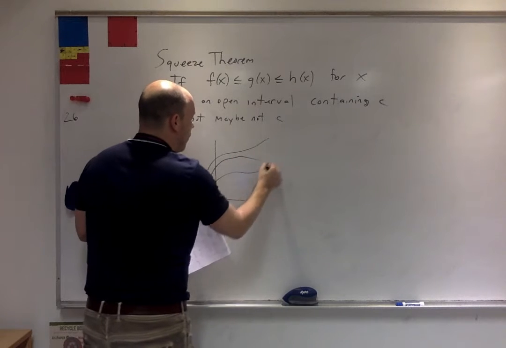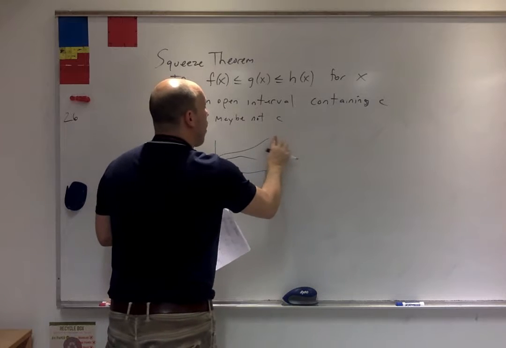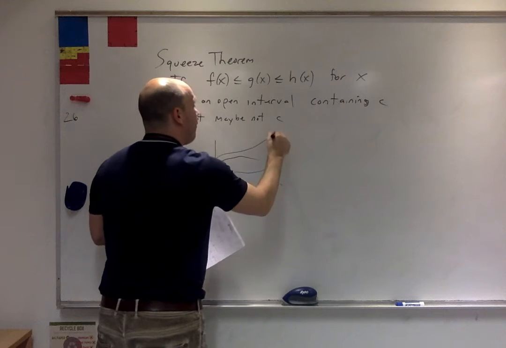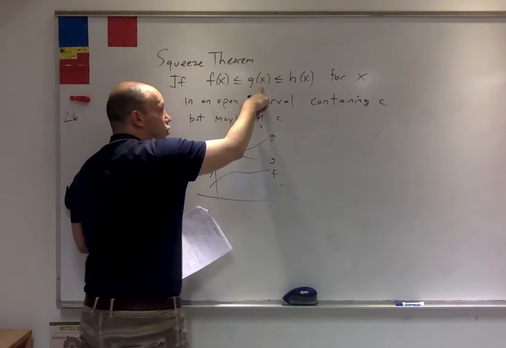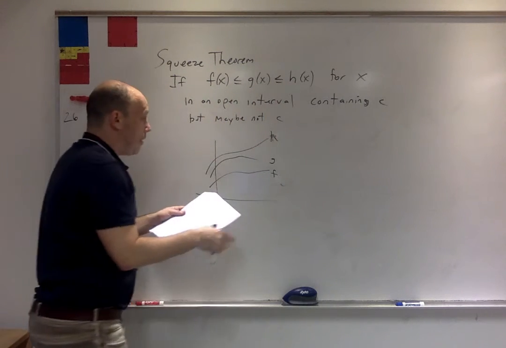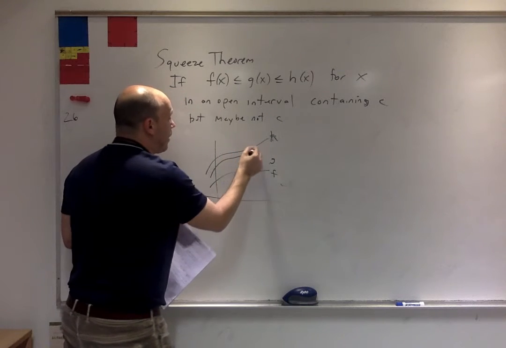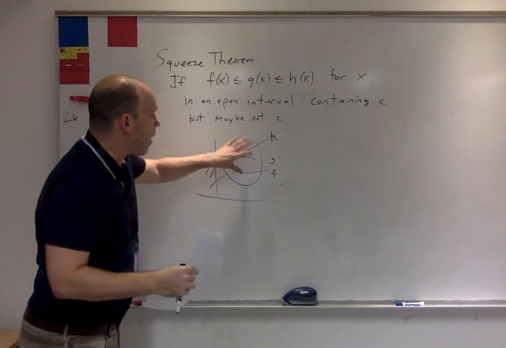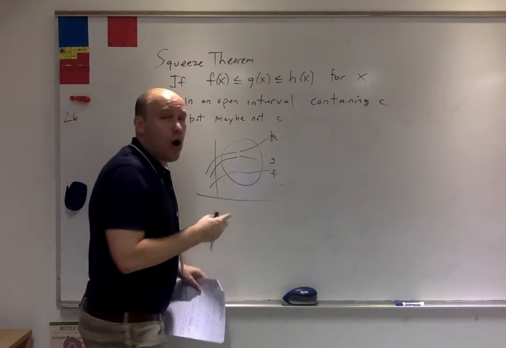So the visual is, you have these three functions that are above and below each other. Here is f at the bottom, the middle is g, and h is on top. That's the idea. We're looking at an open interval, so we're looking at this region right in there. And they all contain C, but maybe they don't.